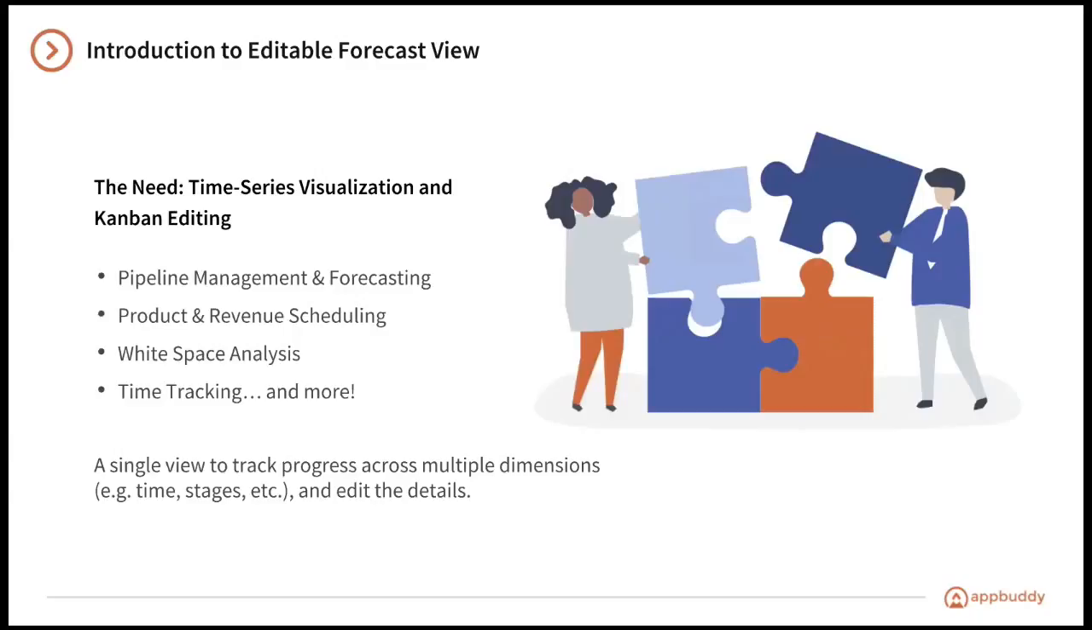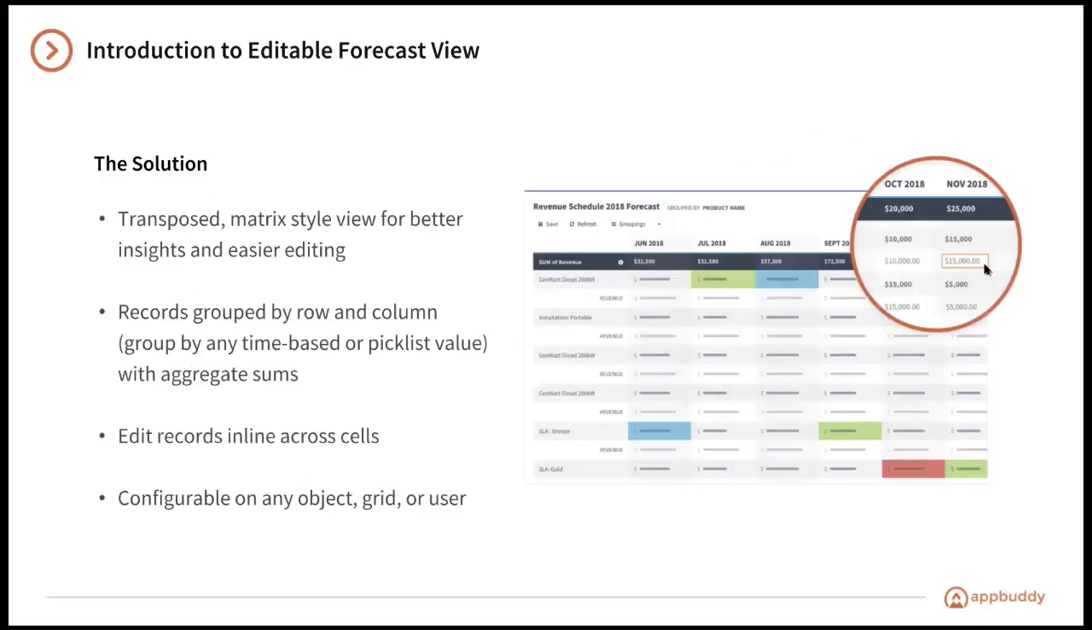Our customers were using spreadsheets to solve for these processes. They were creating a pivoted view of their data to get the workspace they needed, but they were struggling to keep this data up to date in Salesforce. And this is something we couldn't quite solve for with our standard hierarchical view, so Editable Forecast View was born. Editable Forecast View gives users that matrix-style workspace so that they can feel like they're working with a pivot table, but it lives right inside Salesforce where the data actually lives.